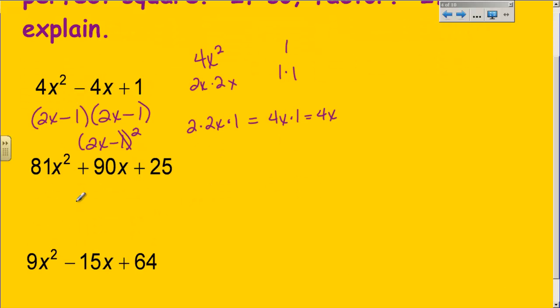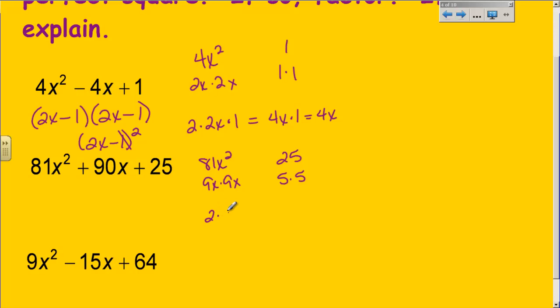So let's try another one. 81x squared plus 90x plus 25. So let's check it. 81x squared. Well, that's a perfect square because 9 times 9 is 81, and x times x is x squared. So 81x squared works. Its factors are 9x and 9x. And then 25, we all should know right off, that's a perfect square. 5 times 5 gives me 25. So far I check out. So let's check the middle term.